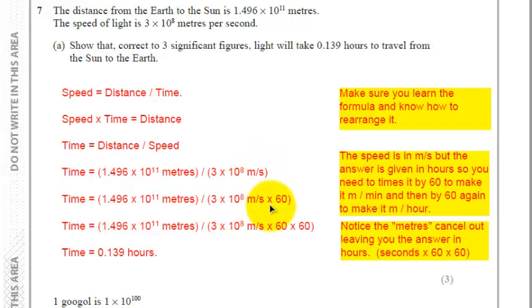So on this line here, when I multiply it by 60, I change it from meters per second to meters per minute, because there's 60 seconds in a minute. When I multiply it by 60 again, I change it from meters per minute to meters per hour. And then if you enter this sum into your calculator, you will get 0.139 hours, as long as you can round it correctly.